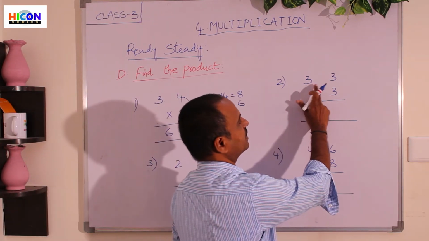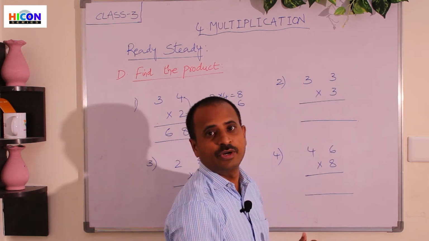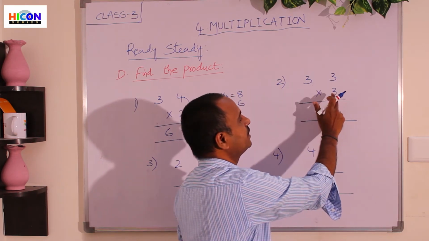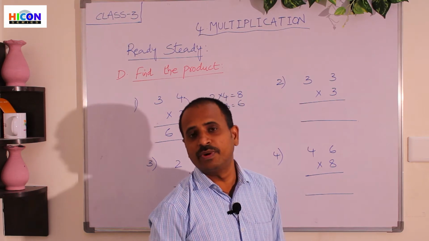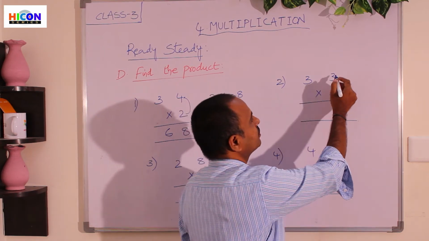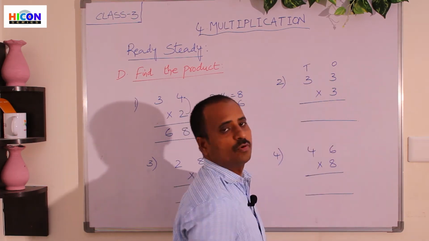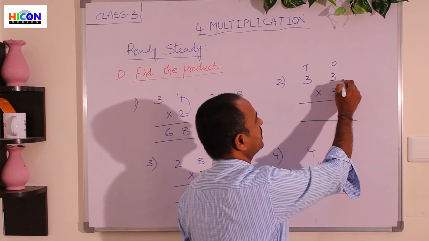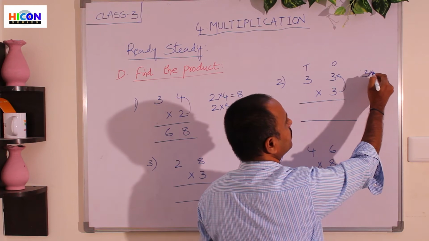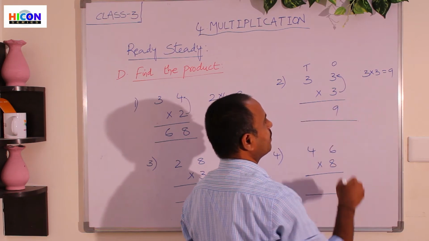Here the given number is 33. What is the given number? 33. And what number is it to be multiplied with? We have to multiply 33 with 3. Here this is the ones place and this is the tens place. First multiply with the ones place. So 3 into 3. Children, how much? 3 3s are how much? 9. So write 9 here.